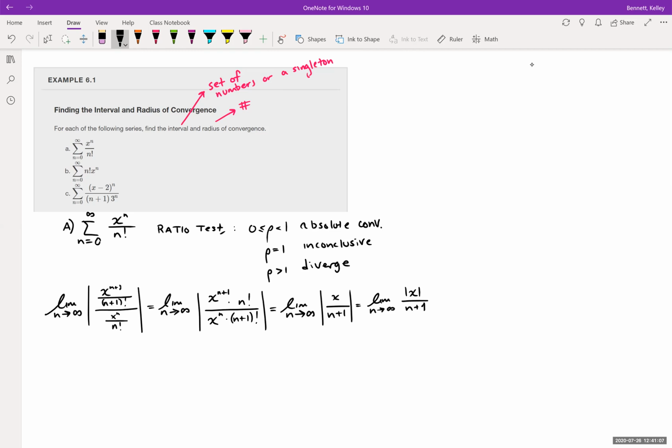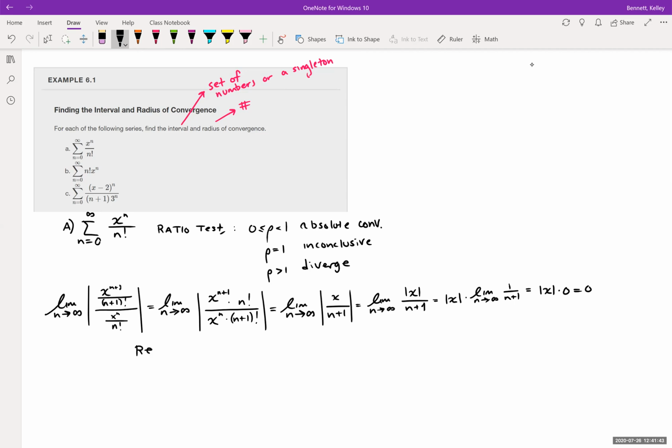So if I can get this limit to be less than 1, I'll know that it's absolutely convergent, and then I'll base my assessment and my interval and my radius on that. So notice that x is not dealing with any powers of n here. So in effect, it is a constant with respect to n. So I can pull it outside of the limit. And the limit as n goes to infinity of 1 over n plus 1 is 0. So this is absolute value of x times 0, which is 0.